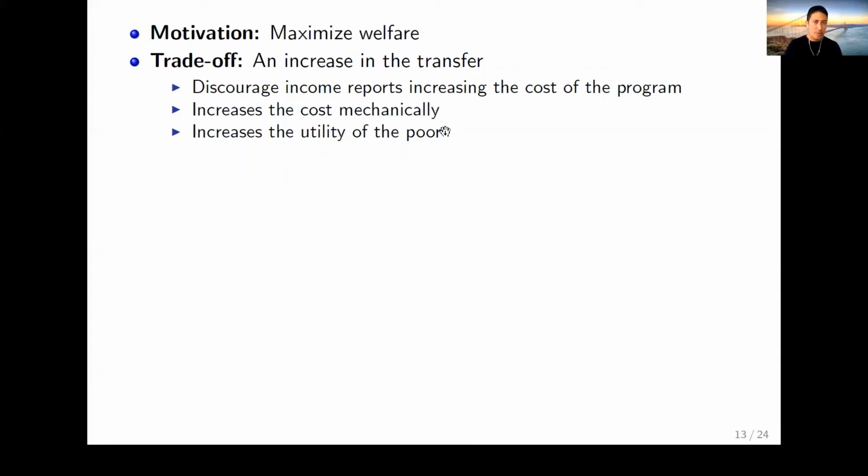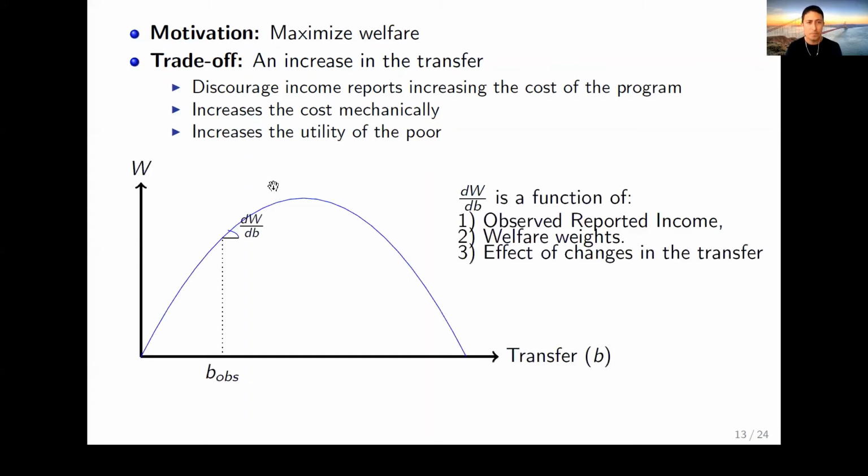The second problem of increasing the transfer is that it mechanically increases the cost of the program, right? Because if you're giving $10,000 instead of $5,000 to these poor people, you're increasing the cost of the program by $5,000 per person. The trade-off is that this increase in the transfer actually increases the utility of the poor, and that's great.